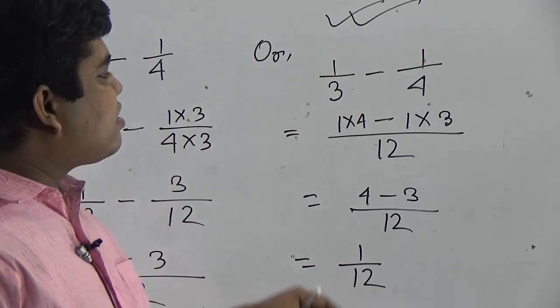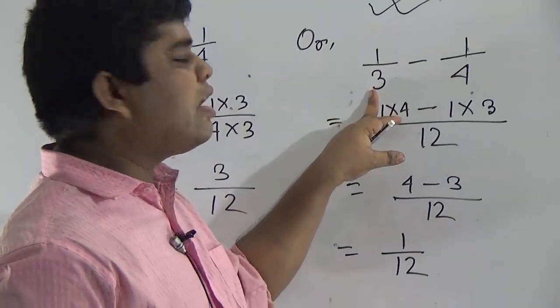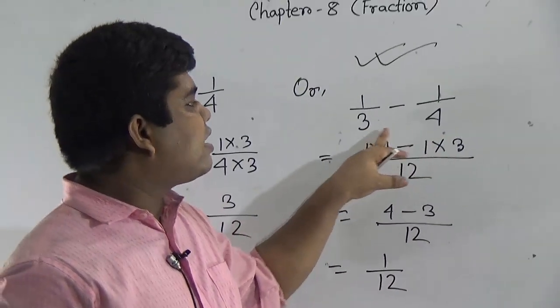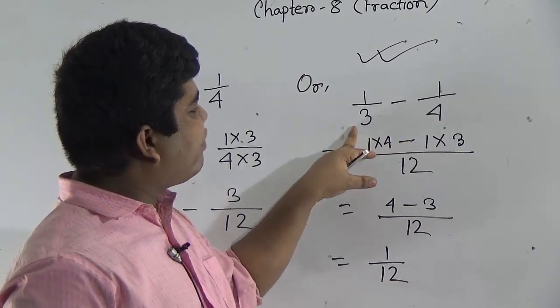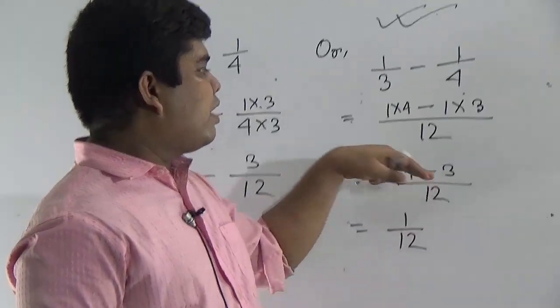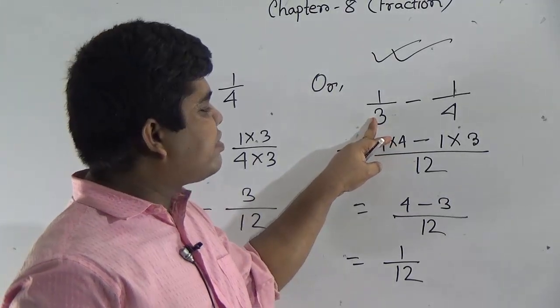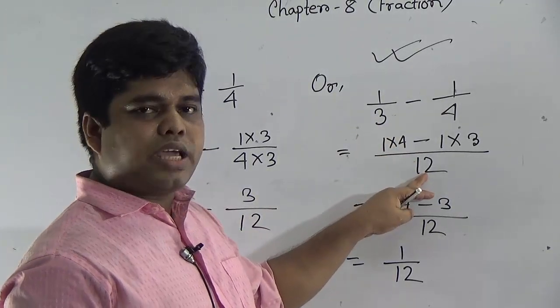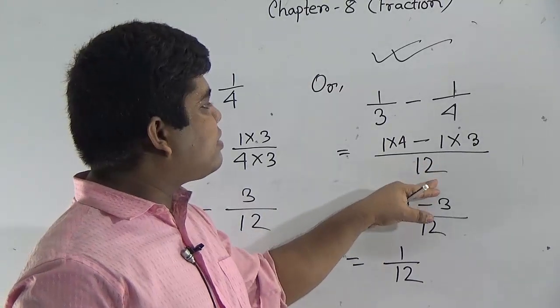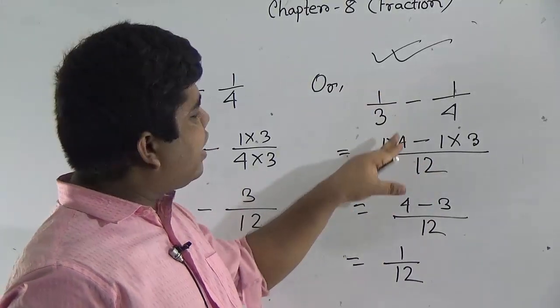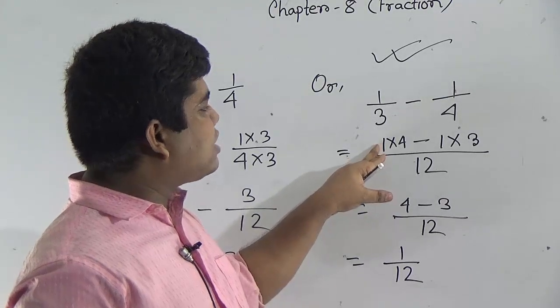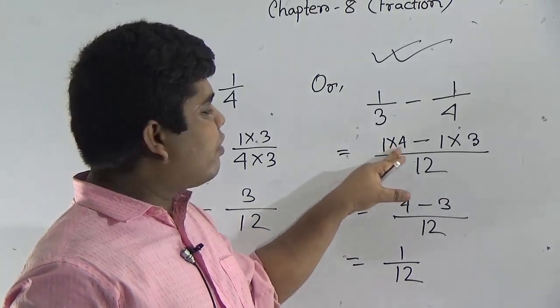How? First of all we find out the LCM of the denominators of the first and second fractions. Here the denominator of the first and second fraction is 12. Then we divide this LCM by the denominator of the first fraction, that means 3. If we divide 12 by 3, then we get 4. This 4 is multiplied with the numerator. Here the numerator is 1. So 1 is multiplied with 4, and 4 1s are 4.